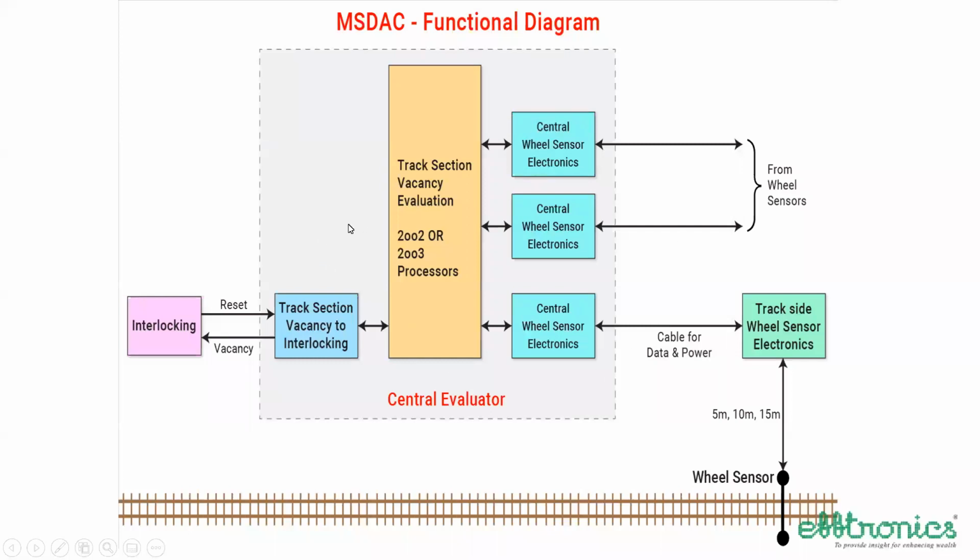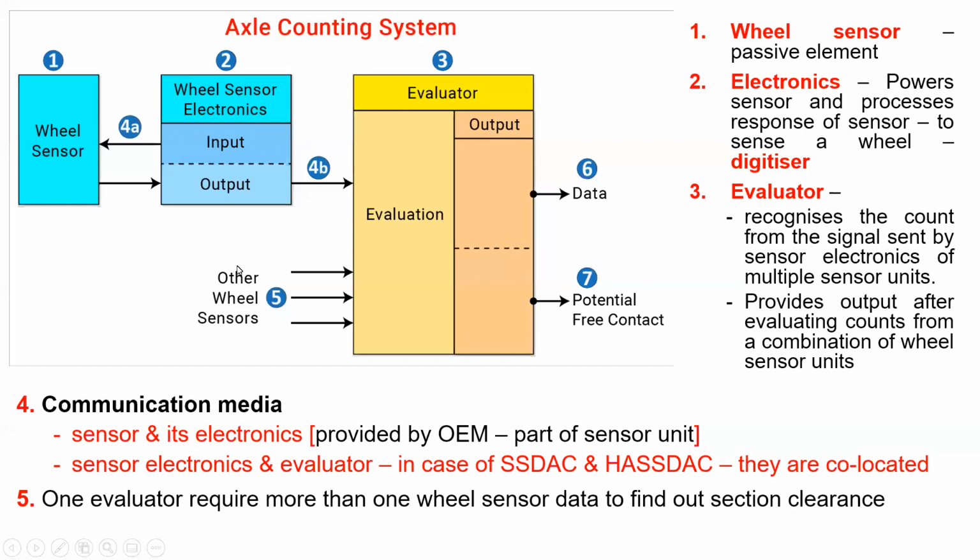Still further, we can see one more pattern. I am repeating it because it brings out the various features. This is also the same. There is a wheel sensor and there is a cable, and then wheel sensor electronics. There is an input and then output, and it is brought to the evaluator, and evaluation is done, and evaluation gives output in the form of data or potential free contact.